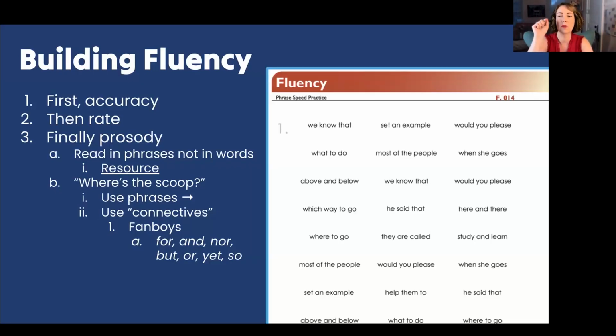And then I pick up my finger and I put it under "set." "Set an example." Pick up my finger, put it under "would." "Would you please?" And I practice these over and over again. And you can see, here's "we know that." Here's "we know that." "Would you please? Would you please?"